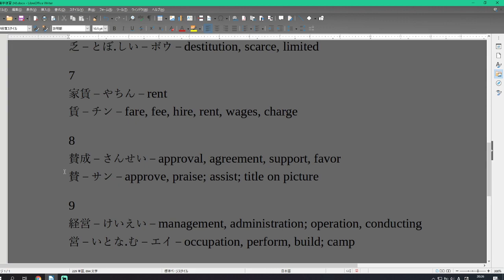Approve, praise, or assist. What are two men doing with money and approving it? I guess one man is coming to the other for money and the other guy's approving it. Okay, let's do that. Approve is one guy coming to another with an idea and the other guy approving the idea by giving him money for it. Sansei no san is approval. Sansei is to become approved, to agree, to support something.